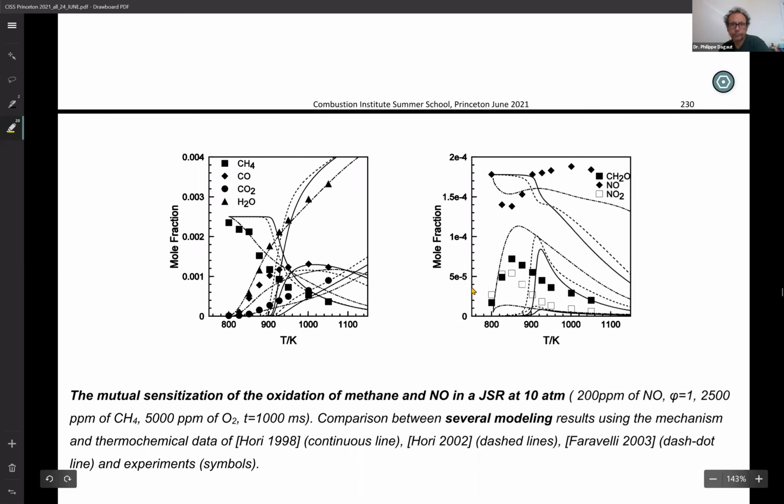This is a comparison at 10 atmospheres of different models taken from the literature to simulate these mutual sensitization experiments performed with methane, and you can see that from one kinetic model to another, the answer can be quite different.